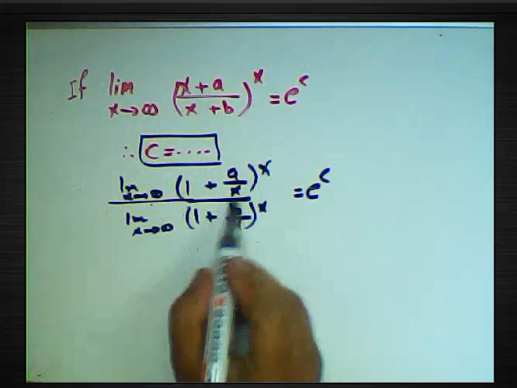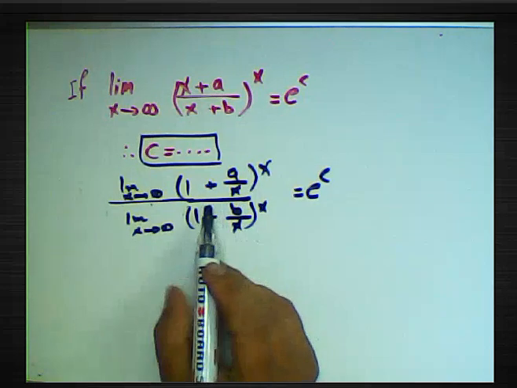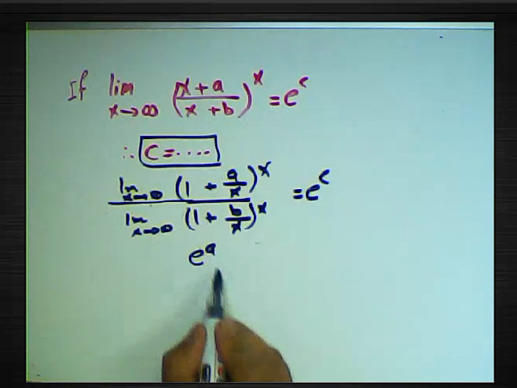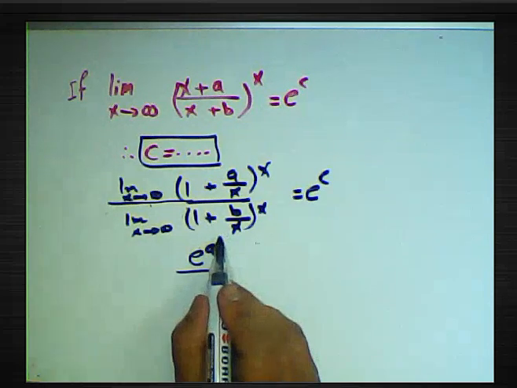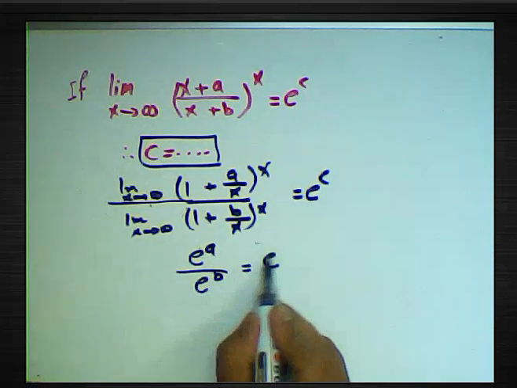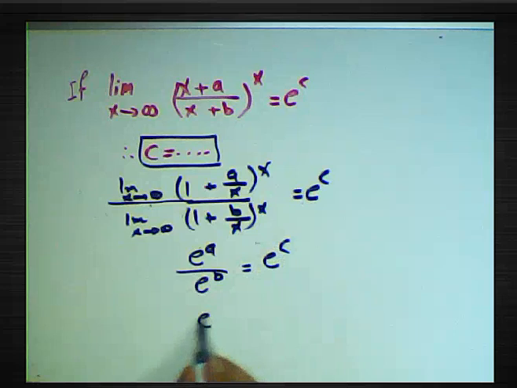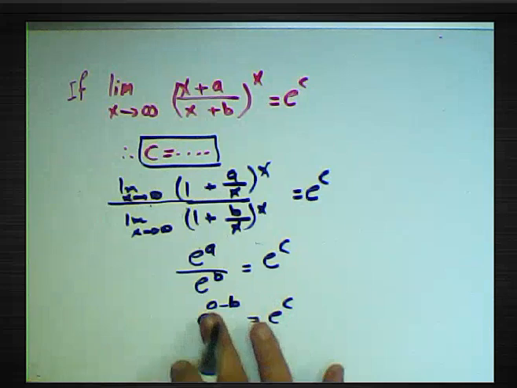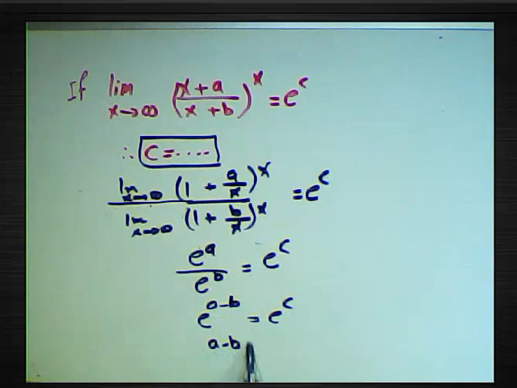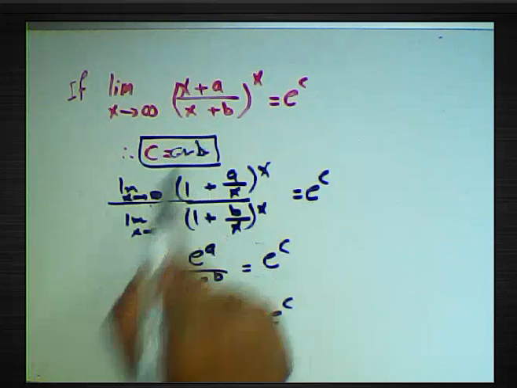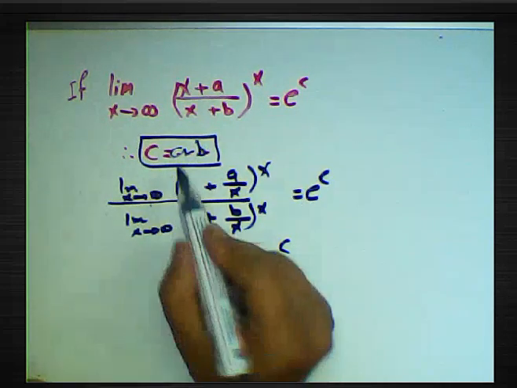Okay, so the result here will be e to the power a, the constant in the numerator, over the limit in the denominator, which will be e to the power of the constant b. The problem tells us the result will be e to the power c, so we can simplify it: e to the power a minus b equals e to the power c. The base equals the base, then the power equals the power, so a minus b equals c. Then c will be a minus b.